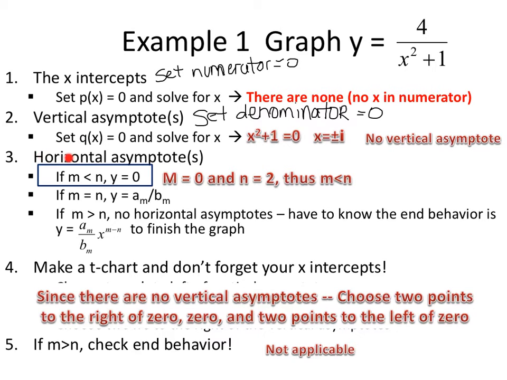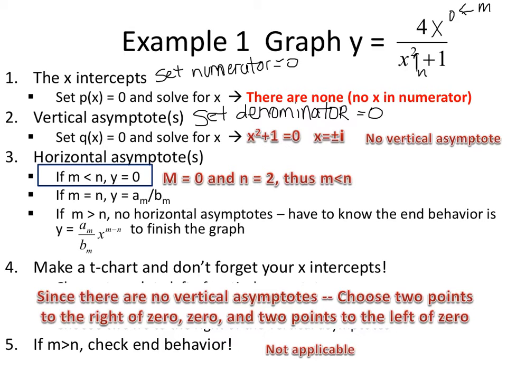So now the next step is the horizontal asymptotes. On the horizontal asymptotes, we have to look at m and n. m is in the numerator. m is the exponent up here, so this is m, which is 0, and this is n. So we have m equals 0, and we have n equals 2. And then we just see which one it is.